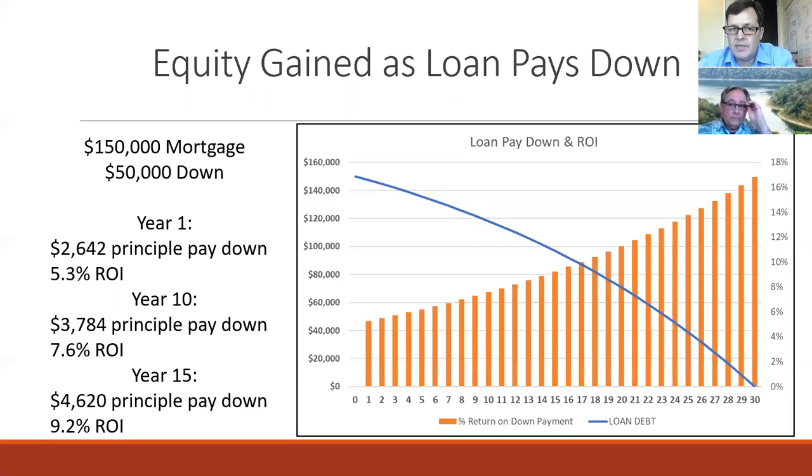Now the returns that provides, the amount of equity gained from it being paid off, that equity gain, that is the principal that's paid down in year one, is about 5.3% of that $50,000. So the $150,000 mortgage, as it gets paid down, the equity accrues, and your return on investment for your $50,000 down payment is 5.3% in the first year, 7.6% year 10, 9.2% return in year 15, which is halfway through the 30-year mortgage.